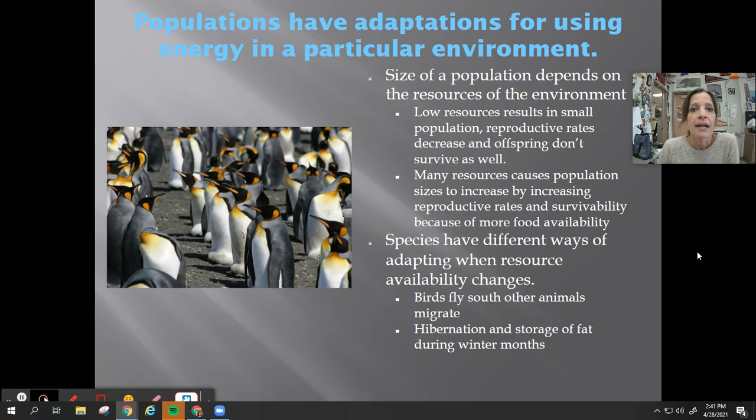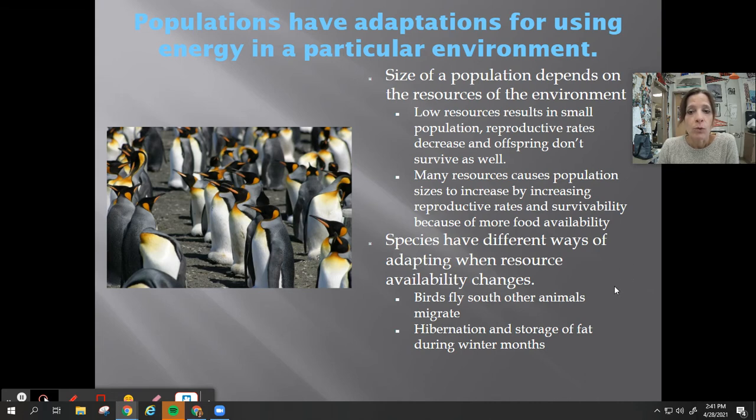So populations have adaptations for using energy in an environment. So the size of a population depends on the resources that are available. If you have low resources, you're going to have a small population. Reproductive rates are going to be low, and the offspring don't survive well because they don't have enough food or water or habitat. On the other side, if you have lots of resources, you're going to have a large population, you're going to have a high growth rate, and those offspring are going to survive better.